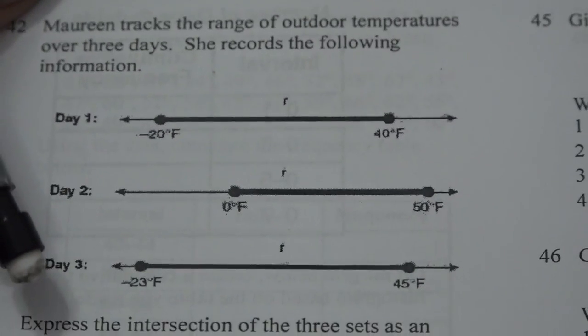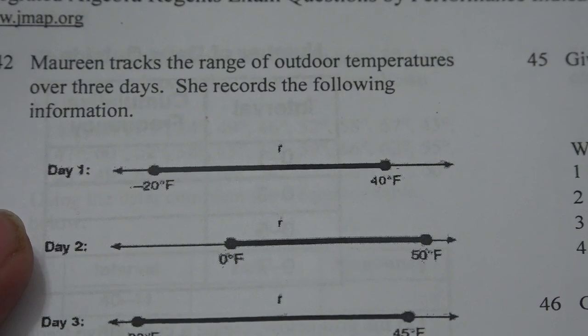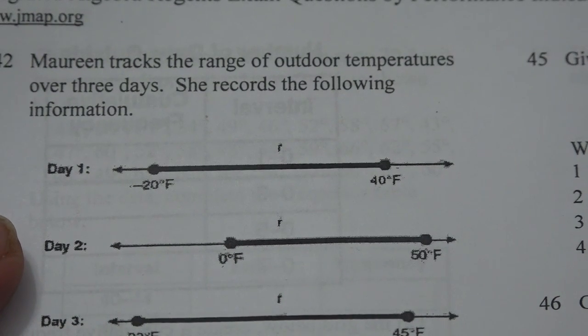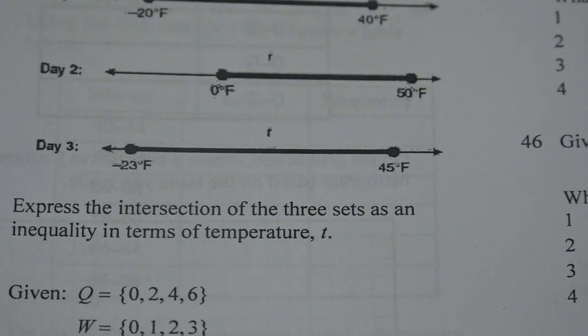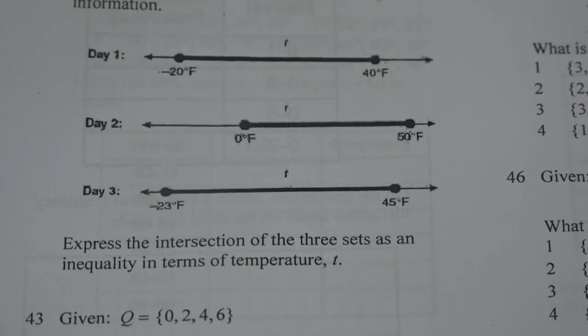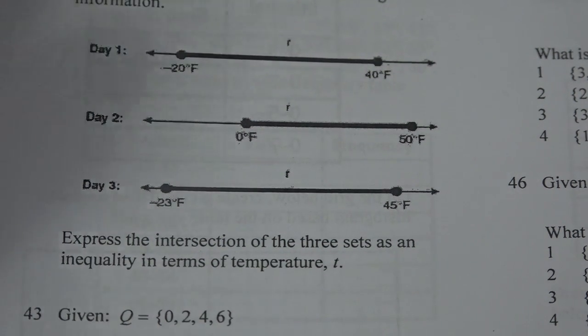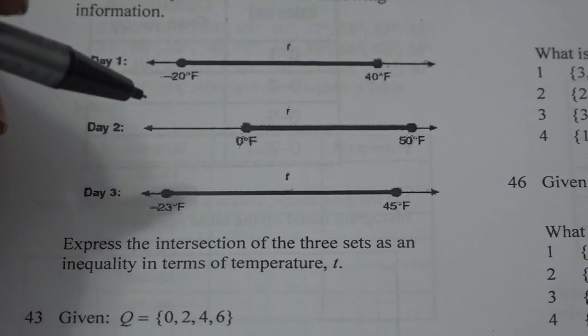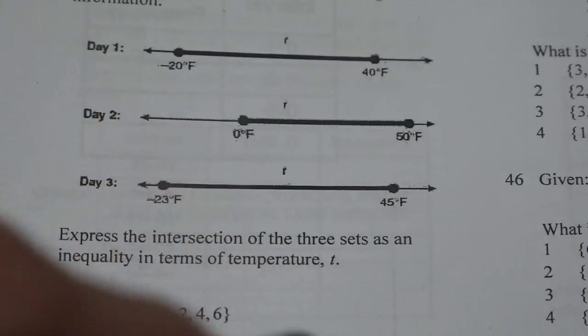Maureen tracks the range of outdoor temperatures over 3 days. She records the following. So, what they want is to express the intersection of the three sets as an inequality in terms of temperature T. Sure. Inequality is something that has a less than or equal to.